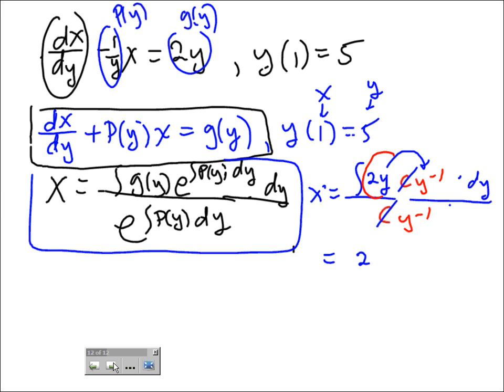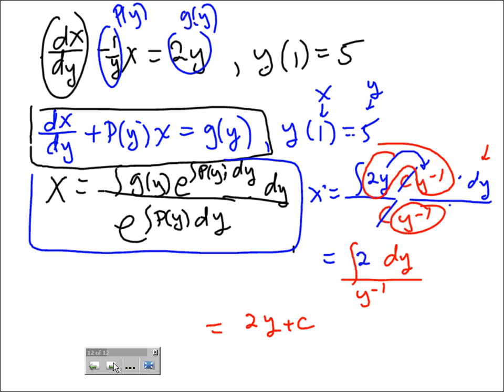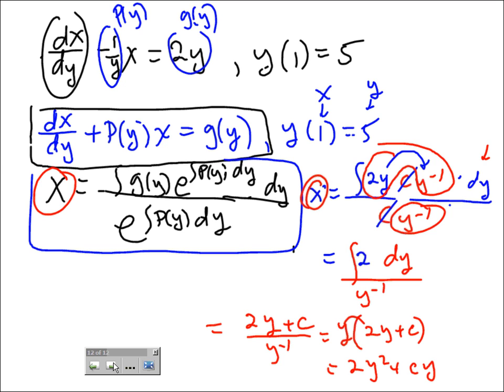This product, 2y times y to the negative 1, is just 2. dy over good old y to the negative 1. Now the integral of 2 dy is 2y plus c, over y to the negative 1. Dividing by y to the negative 1 is the same as multiplying by y. So you get 2y squared plus cy. And that is what x equals. x of y equals that.